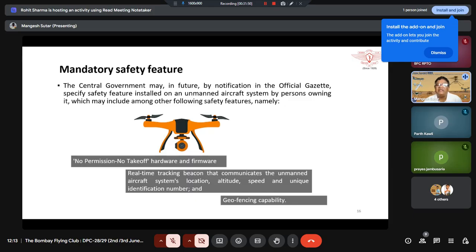Once we have the next amendment in the drone rules, probably we'll have the NPNT feature, and the real-time beacon will also become a mandatory requirement, because we are hearing from DGCA that this will become mandatory when BVLOS rules and regulations are released by the Indian government for Indian airspace.